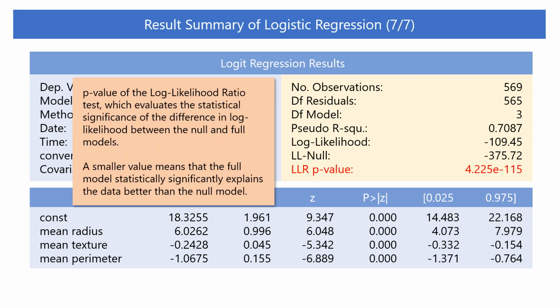The value of LL-Null can be better interpreted by looking at it in conjunction with the LLR p-value. The LLR p-value is the p-value of the log likelihood ratio test, which evaluates the statistical significance of the difference in log likelihood between the null and full models. A smaller value means that the full model statistically significantly explains the data better than the null model. In the next video, I will explain some of the metrics in more detail.